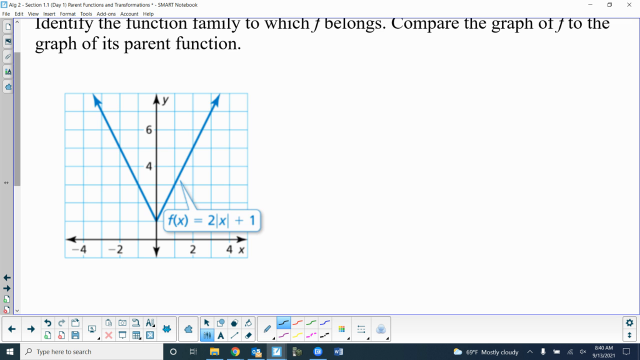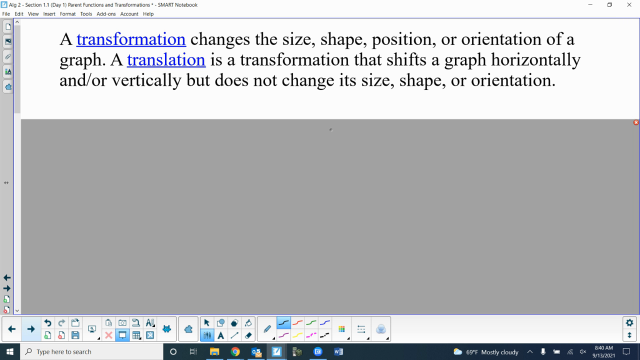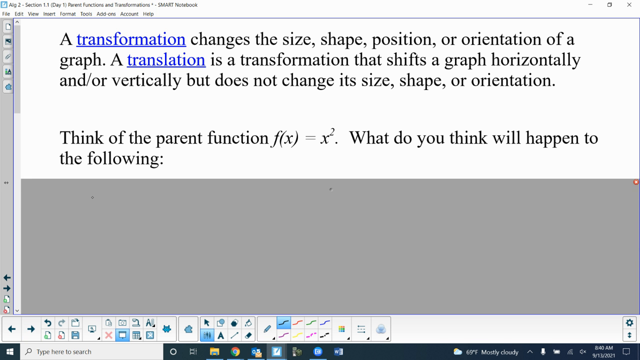All right, so again, this belongs to which family? Absolute value, right? All right, transformation changes size, shape, position, orientation of a graph. All right. A translation, that's a type of transformation. It just shifts the graph horizontally, left or right, and or vertically, up or down. It doesn't change size, shape, or orientation. Okay. So it's a basic movement, right, left, up, or down when it's a translation.